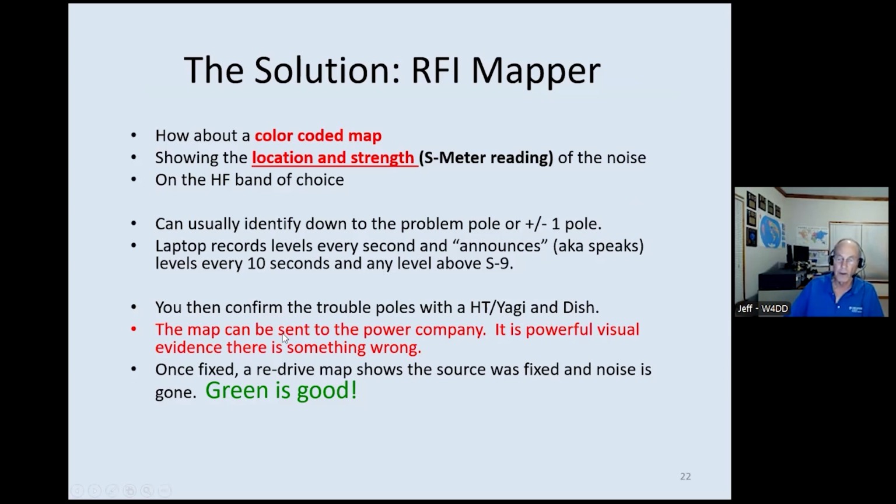The map is really useful for sending to the power company because it's a visual thing. It's not up to interpretation. Here is what the RFI mapper is telling us, and it's telling us this is really a hot spot for noise. And you can confirm once the problem is fixed, you can redrive the route and you should see green.